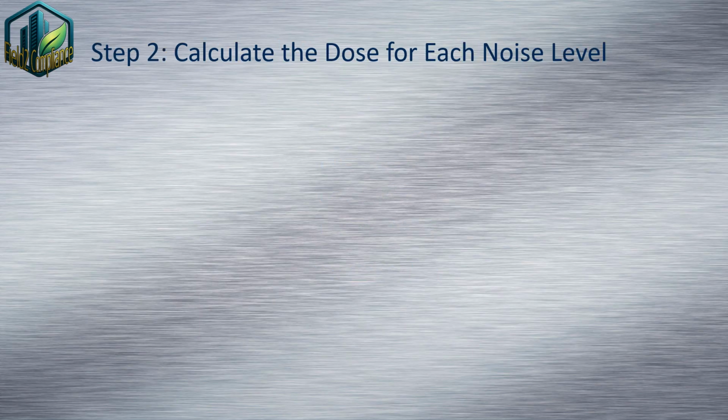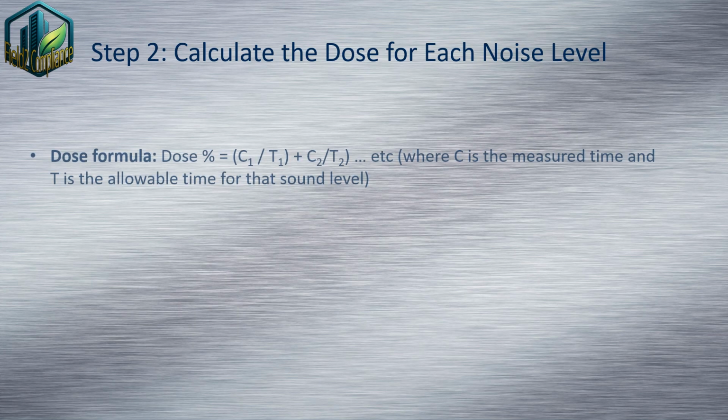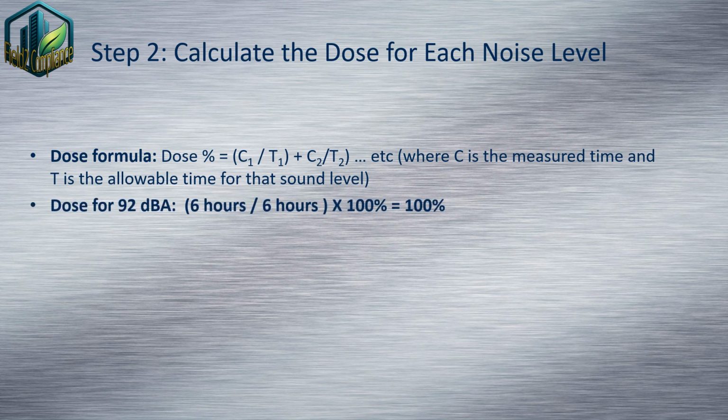Now that we've figured out how long a worker could be exposed to each noise level before reaching the limit, the next step is to calculate how much of that limit they actually used. The OSHA formula for dose is simple. Dose percent equals 100 times the sum of each measured time divided by the allowable time, or in symbols, C over T. C stands for the worker's measured exposure time at that sound level, and T is the allowable time we just calculated in step 1.